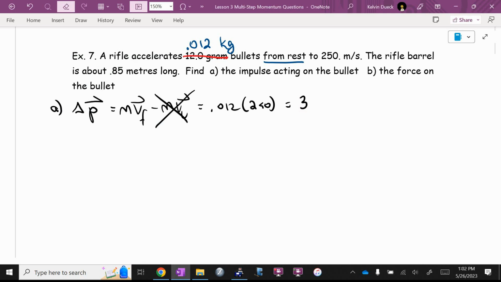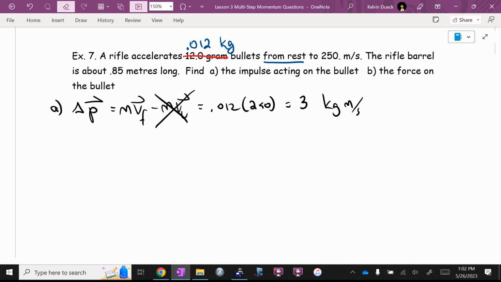Well, I went mass times velocity, so kilogram meters per second. Yeah. It didn't ask for a direction, so I got a pause. Oh, in the direction that the gun is pointing, I guess, if we're going to be obvious here, whatever that happens to be.